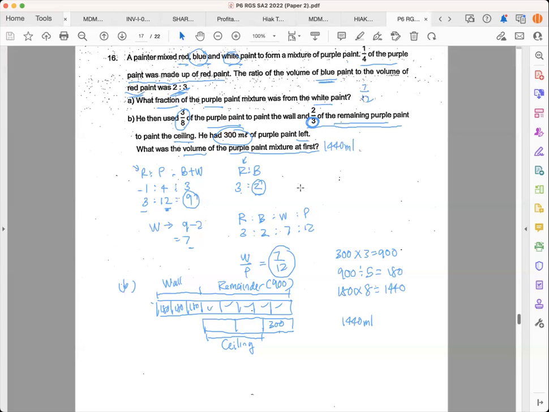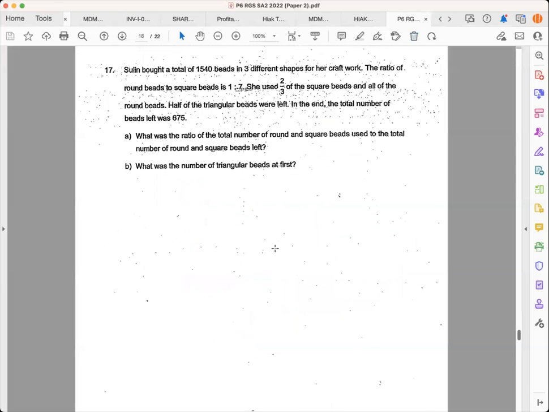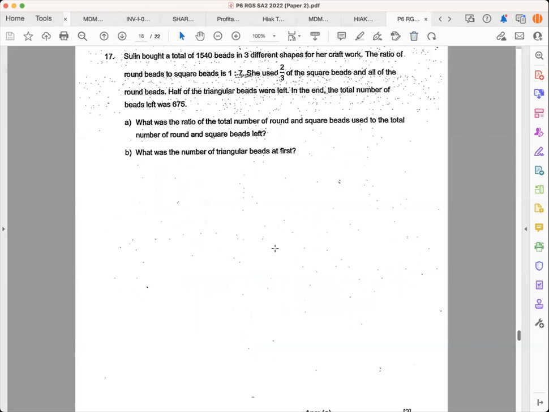Okay, let's now go on to the last question. The last question is pretty difficult. Let's try. So Suling bought a total of 1540 beads in 3 different shapes. For her craft work, the ratio of round beads to square beads is 1:7. She used 2/3 of the square beads and all of the round beads. Half of the triangular beads were left. In the end, the total number of beads left was 675.